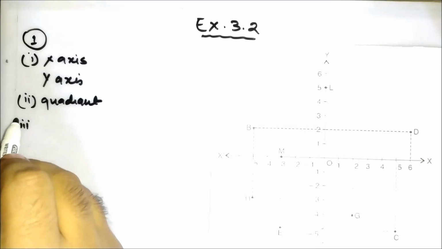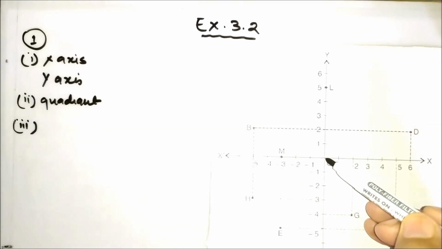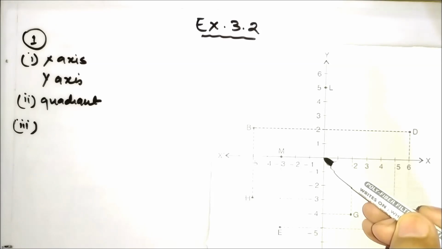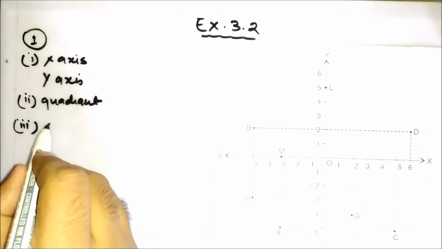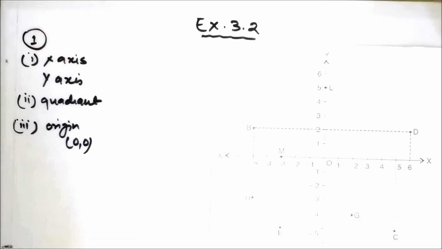Now the third part, that is, write the name of the point where two lines intersect. Okay, the lines means axis only. So two lines intersect each other at this point. So this point is known as origin. This is known as origin and the coordinates of origin are 0, 0. So this is the solution of question number 1.